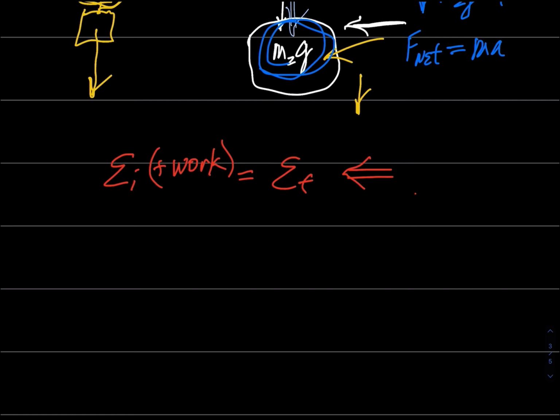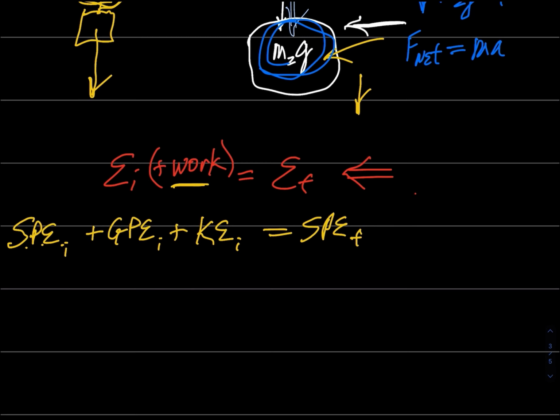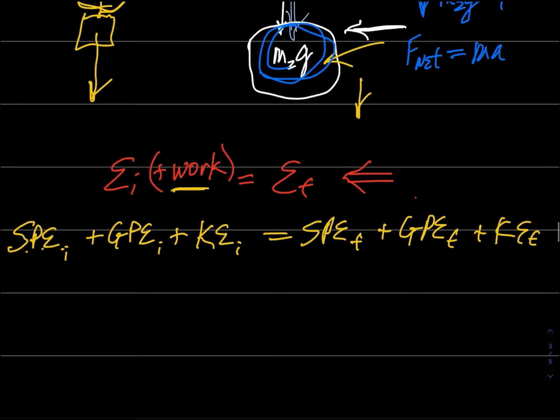And then what's the next thing? We always write down, what is the initial energy? That's the spring potential energy, which I always write down even if there's not a spring, plus the gravitational potential energy, plus the kinetic energy. And I'm going to leave out the work here. So these are the initial, and this is the final. The spring potential energy that's final, plus the gravitational potential energy that's final, plus the kinetic energy that's final. There's our equation. Now all we have to do is fill it in. So let's take a look at this.